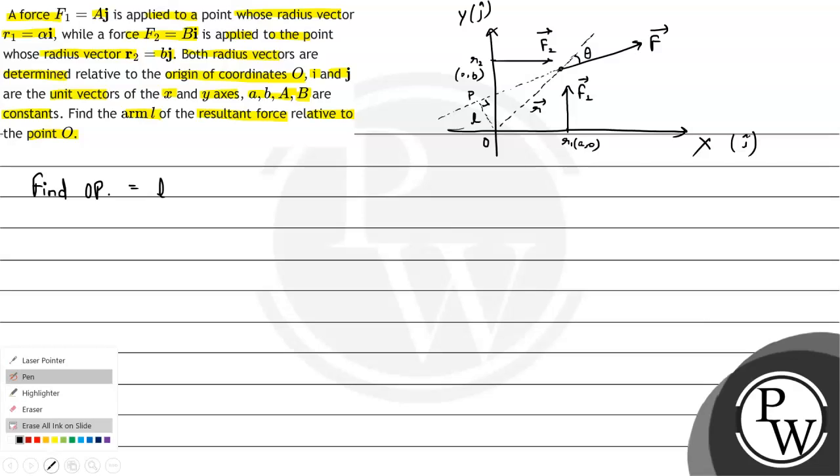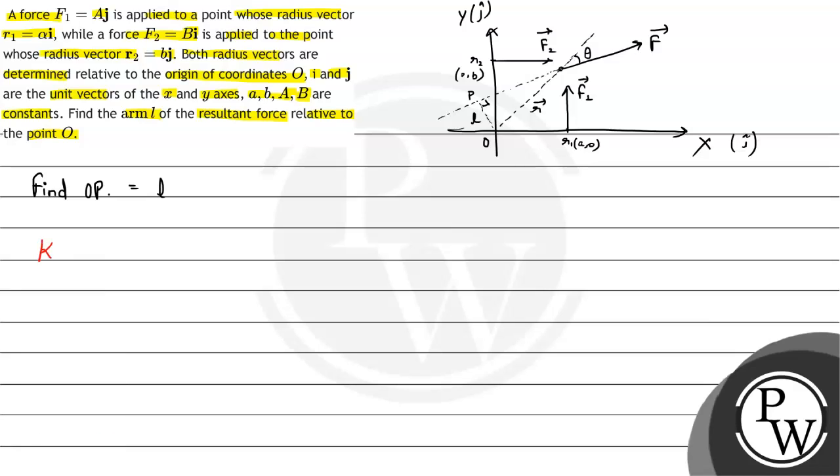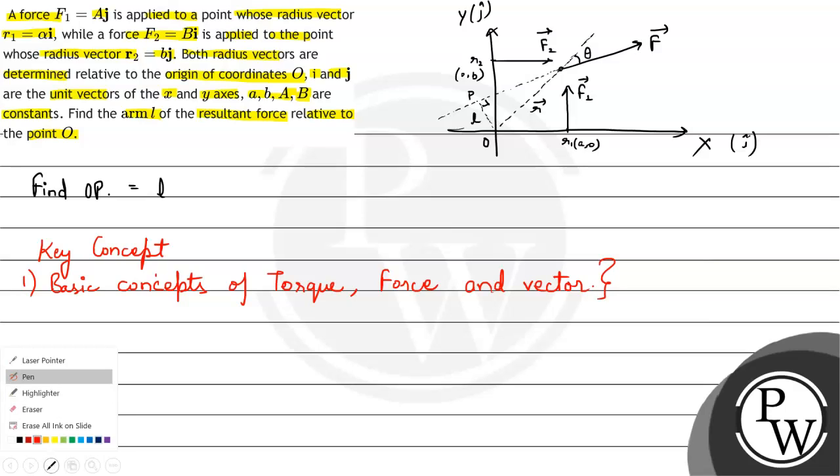So let us revise the key concept behind this question first. What is the key concept behind this question? They are the basic concepts of torque, forces and vectors. So we all know the basic concepts. Keeping basic concepts in our mind, we proceed further to our solution.